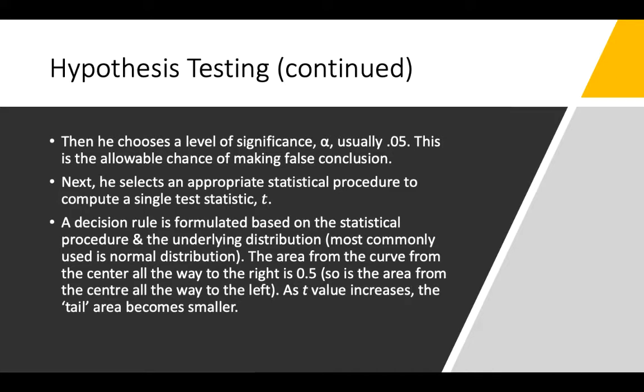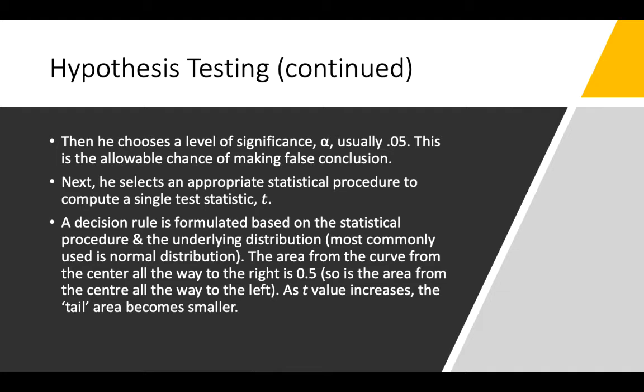Then he chooses a level of significance, alpha, which is usually 0.05. This is because we want to have a 95% confidence level. This is the allowable chance of making a false conclusion, because the false conclusion is only 5%. We allow for 5% error. Next, he selects an appropriate statistical procedure to compute a single test statistic, or T. A decision rule is formulated based on the statistical procedure, and the underlying distribution most commonly used is the normal distribution. We have already talked about this earlier.